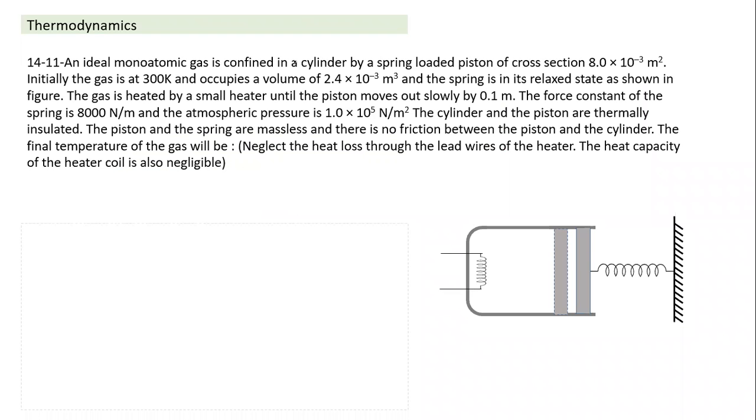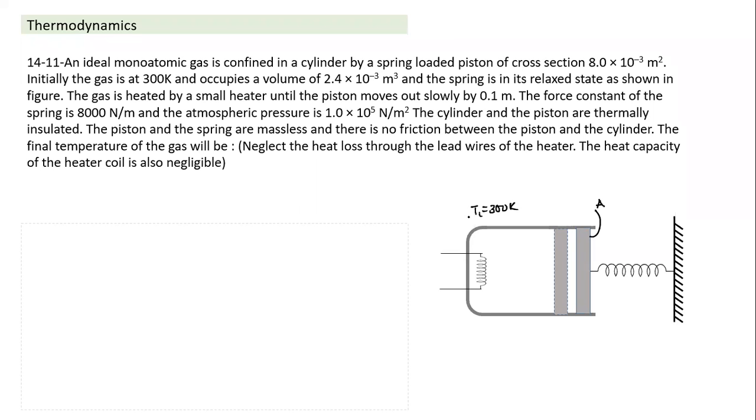An ideal monatomic gas is confined in a cylinder by a spring-loaded piston, and the figure was given. So this is a cylinder here. The piston is connected to a spring, and the cross-section area is given. So area of piston A is given. Initially, the gas is at 300 K. So initial temperature Ti is given as 300 K.